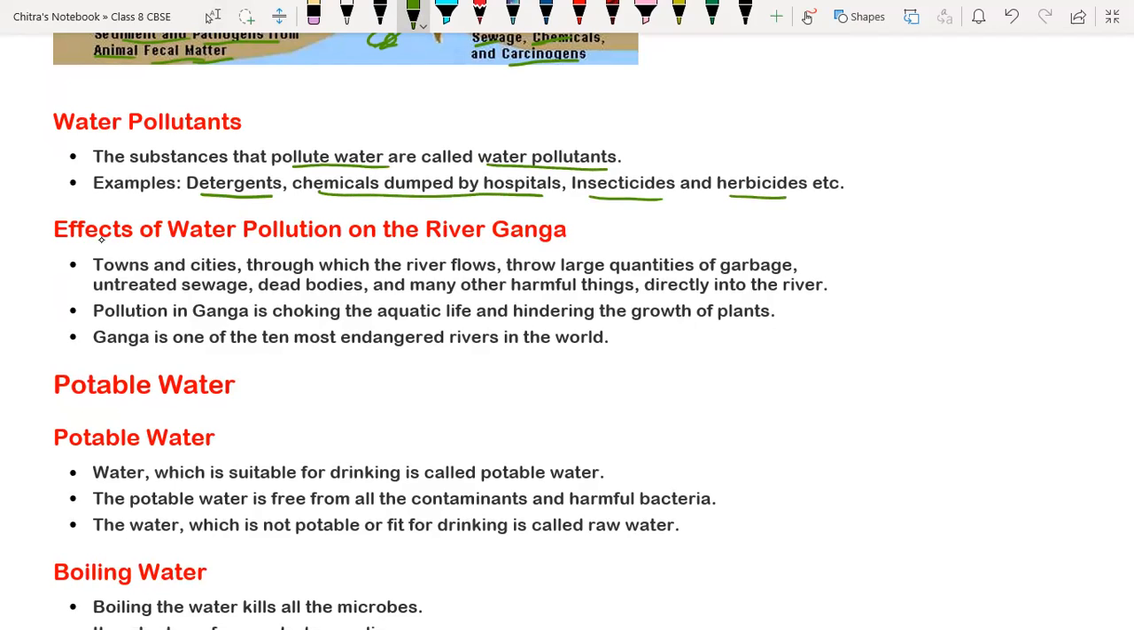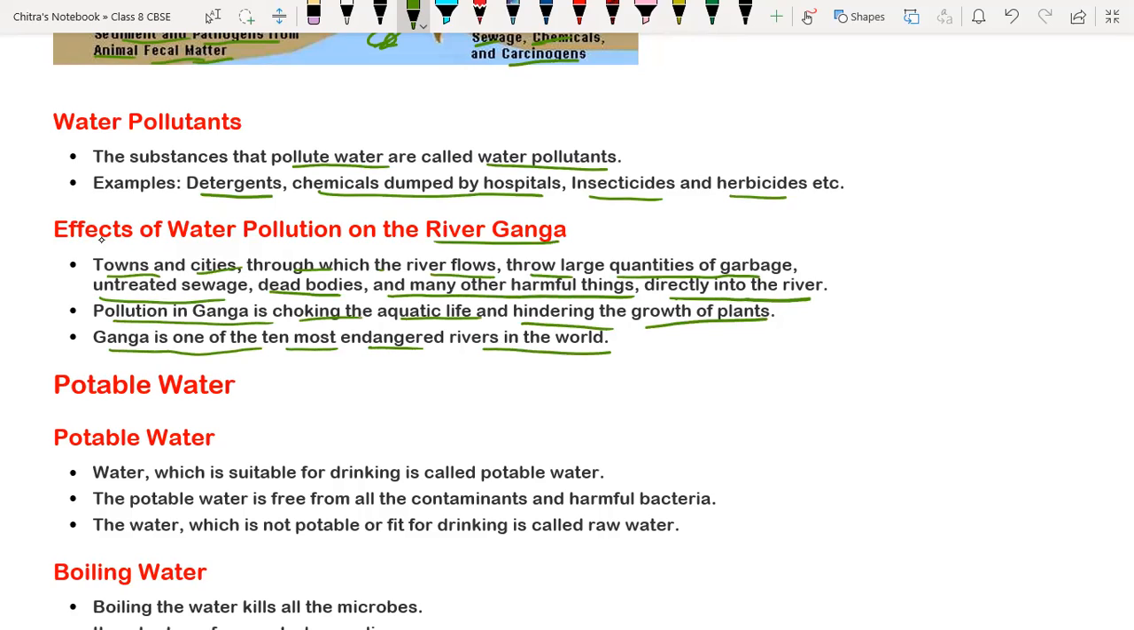What are the effects of water pollution on the river Ganga? We have to understand that. The towns and cities through which the river flows throw large quantities of garbage, untreated sewage, dead bodies, and many other harmful things that drop directly into the river itself, which causes pollution. Pollution in the Ganga is choking aquatic life and hindering the growth of plants. Ganga is one of the 10 most endangered rivers in the world.